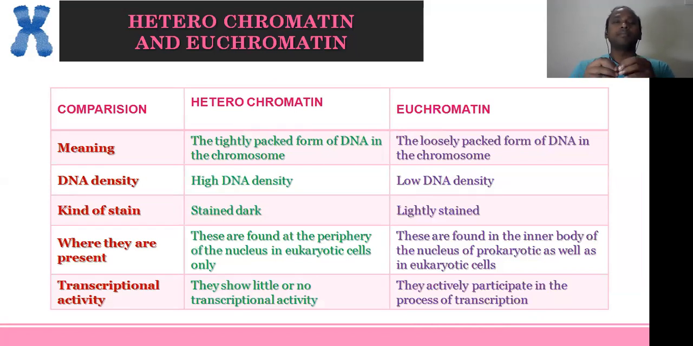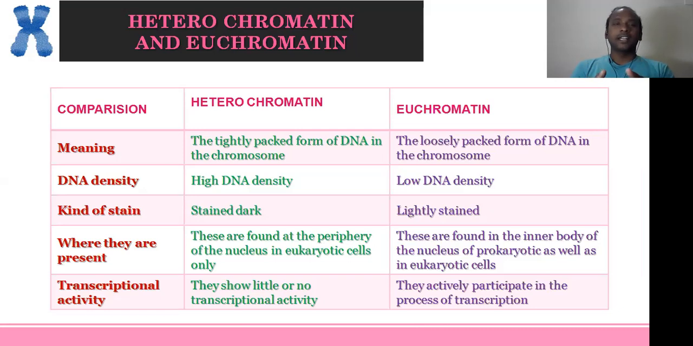So now I'm trying to give you, in a simple chart, the differences between heterochromatin and euchromatin. This we should understand, all right? So what do you mean by heterochromatin? That is nothing but the tightly packed form of DNA in the chromosome. Then euchromatin is the loosely packed form of DNA in the chromosome. When you see the DNA density, obviously when heterochromatin is tightly packed, that means high DNA density. Euchromatin has low DNA density.